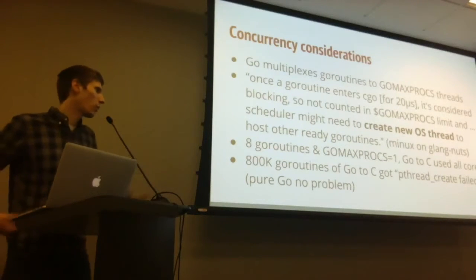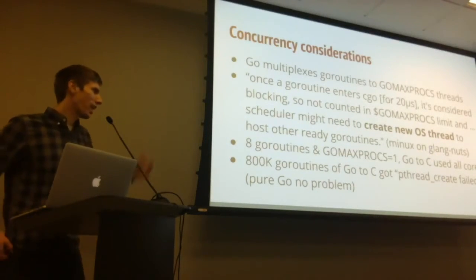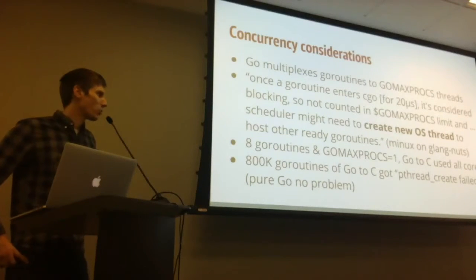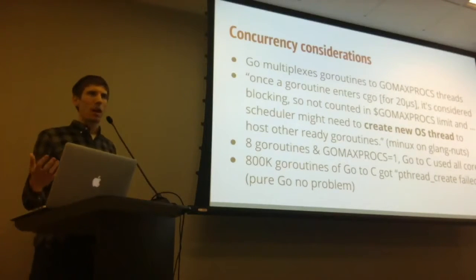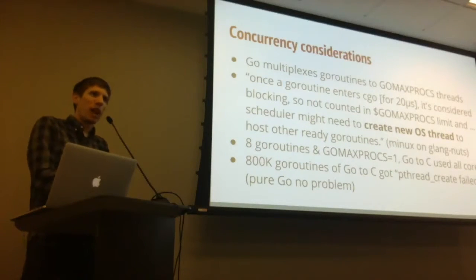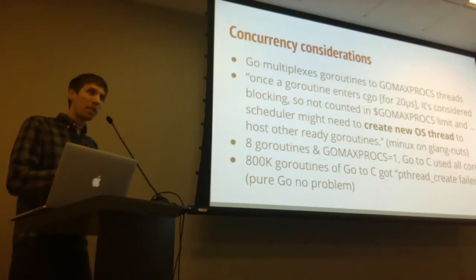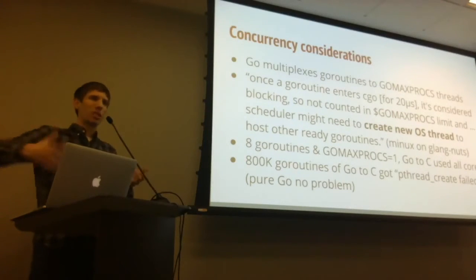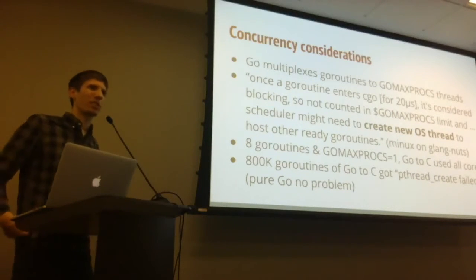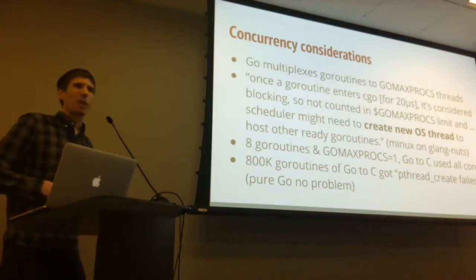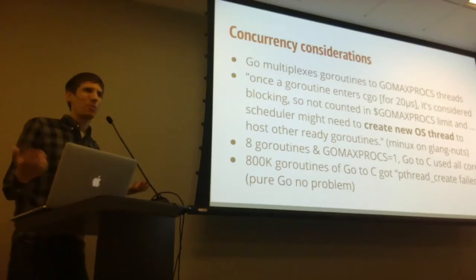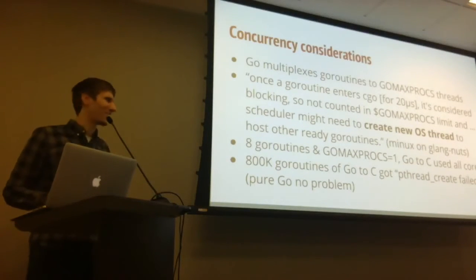But here's where it kind of went wrong. I tried 800,000 goroutines, and with pure Go, there's no problem because it's multiplexing those 800,000 goroutines onto a limited number of operating system threads. But with C, it thinks those are all blocking, so it keeps allocating new ones. So I got pthread_create fail. Basically, the operating system said, I'm not going to give you 800,000 operating system threads. It's too resource intensive.